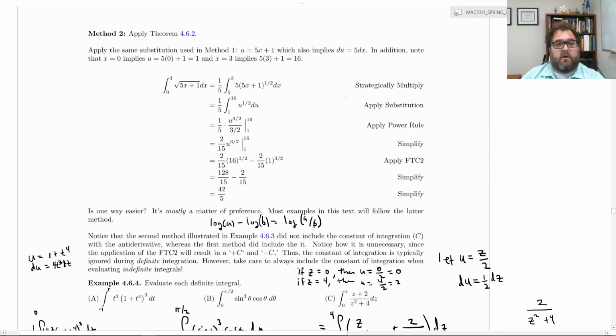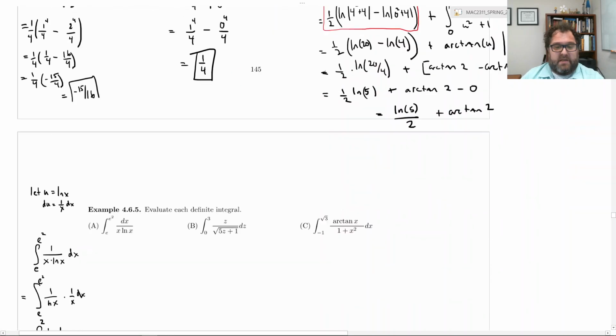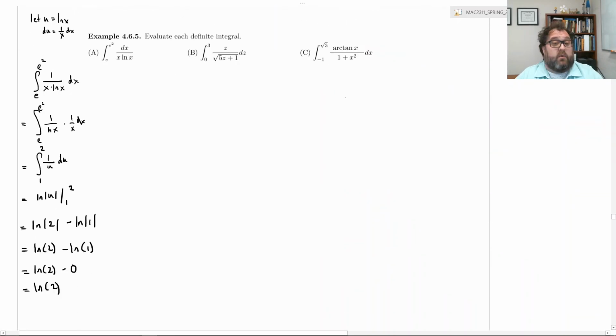Just to refresh your memory, we did a radical 5x plus 1, but there was no quotient involved, and more importantly, there was no variable on the numerator. So anyway, it looks superficially the same, but I think it's going to require a different approach. Although substitution, generally speaking, but that z on the top is really going to throw things off. Okay, but let's just see what happens.